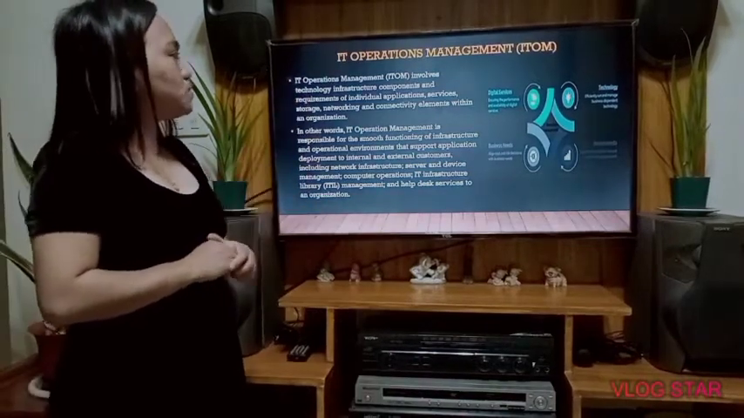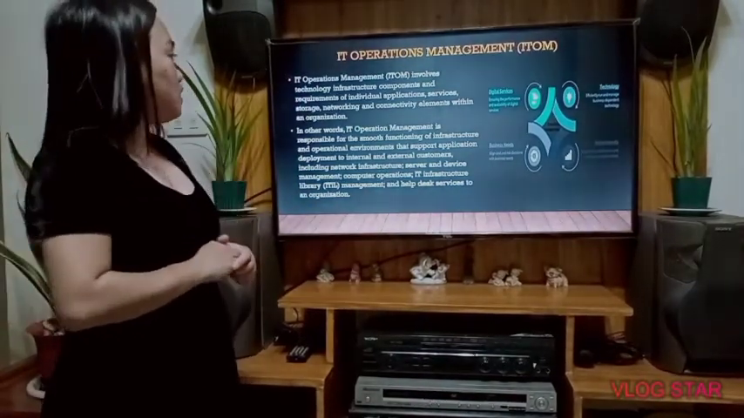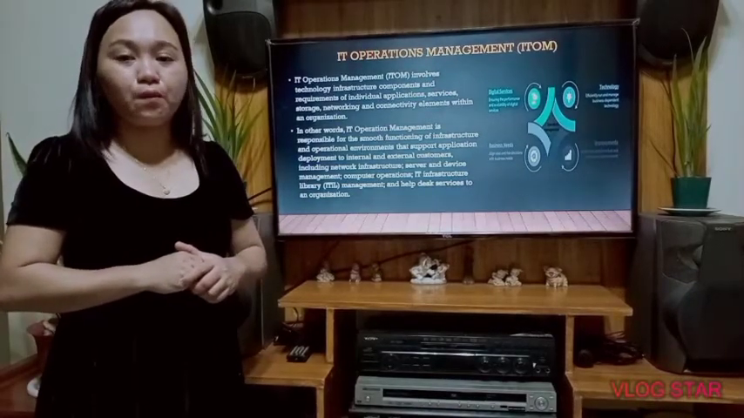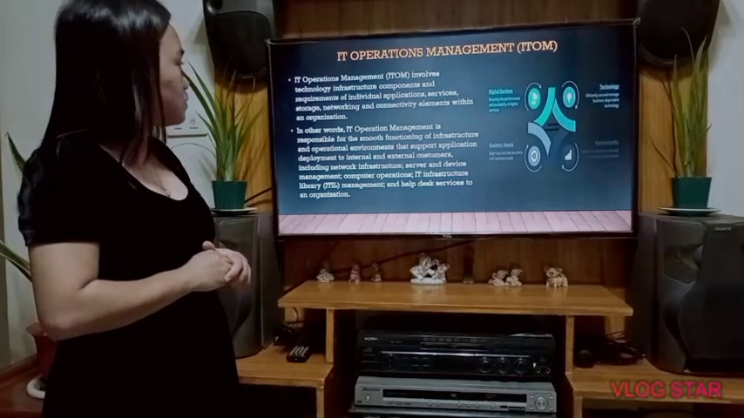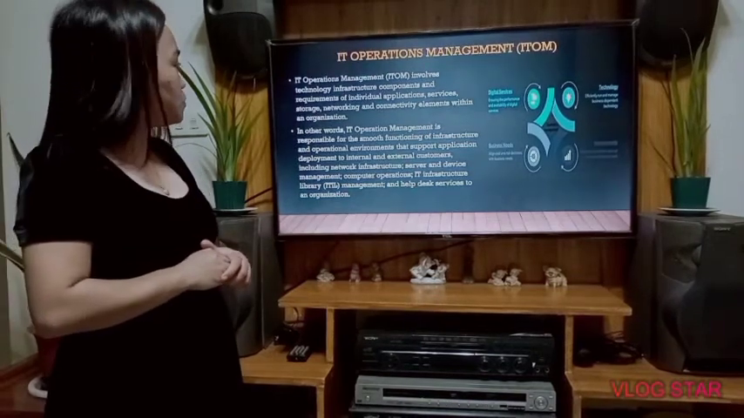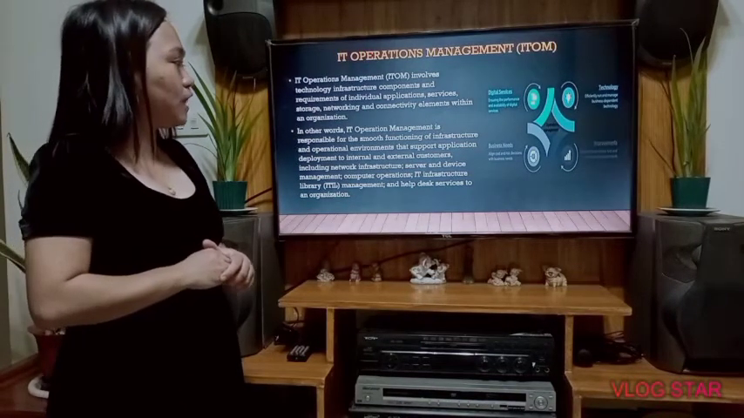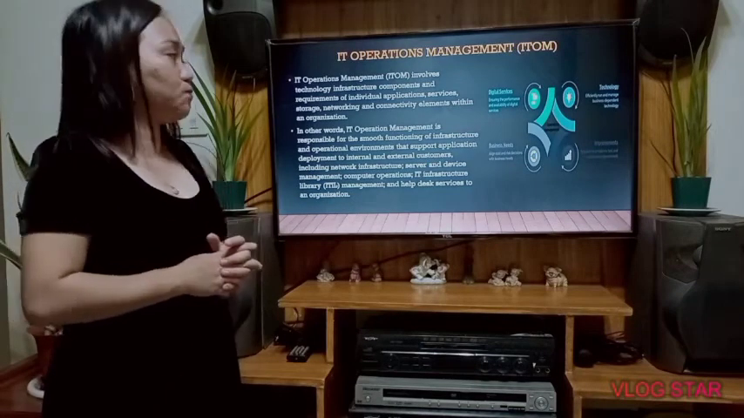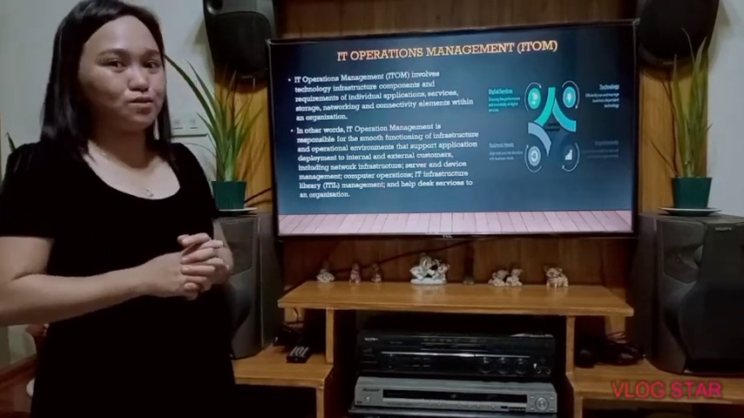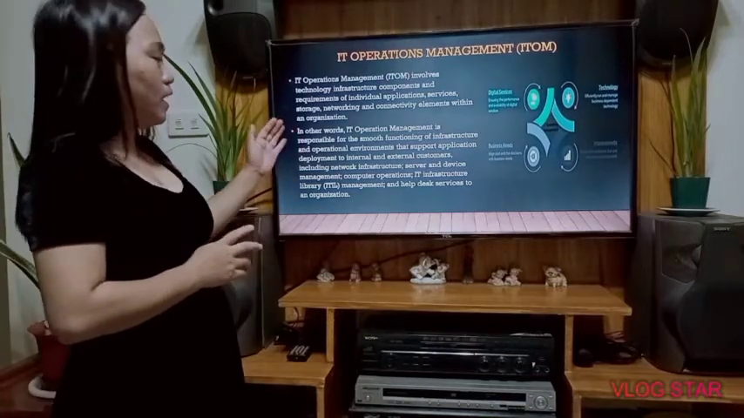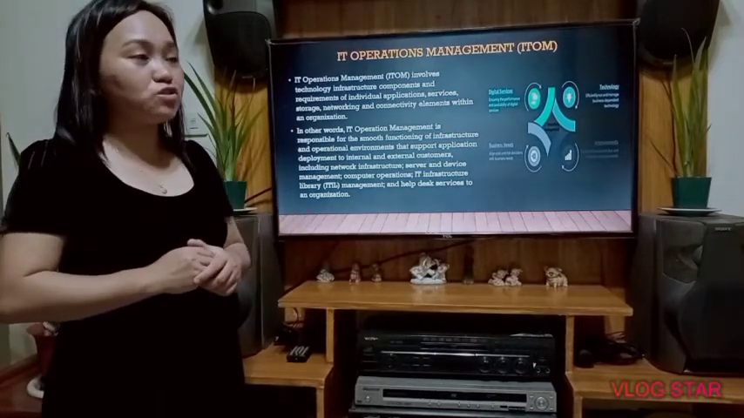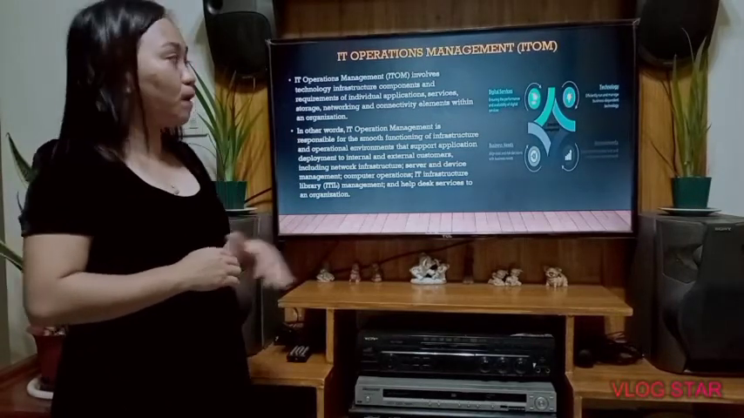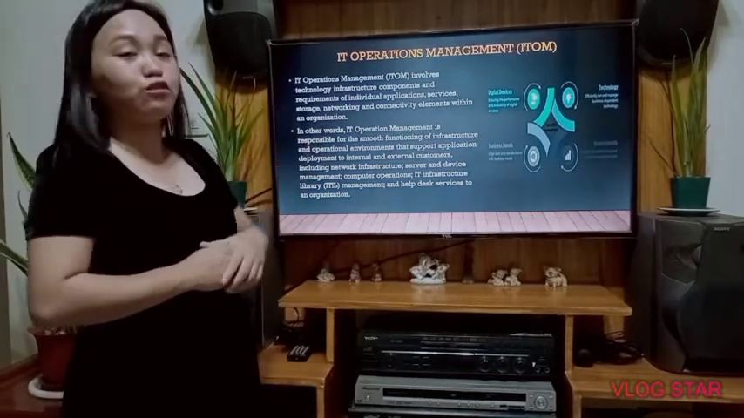Now, IT operations management, or ITOM, involves technology infrastructure, components, and requirements of individual applications, services, storage, networking, and connectivity elements within an organization. So it is the wholeness that is involved in the information technology operation. The managing of the information technology operation is part of ITOM.